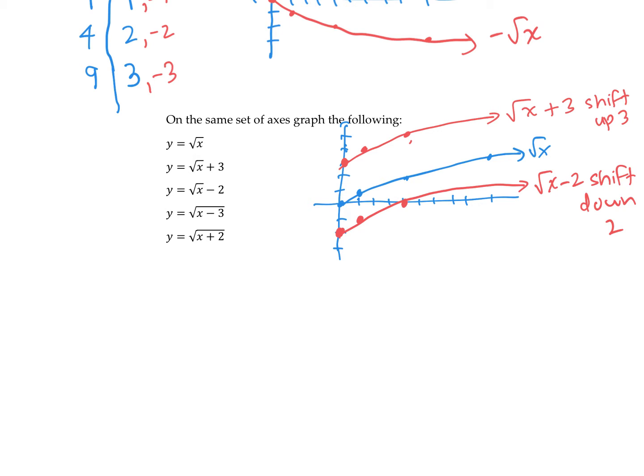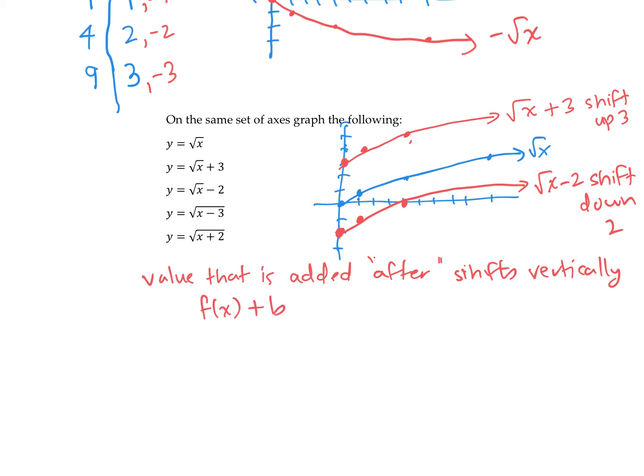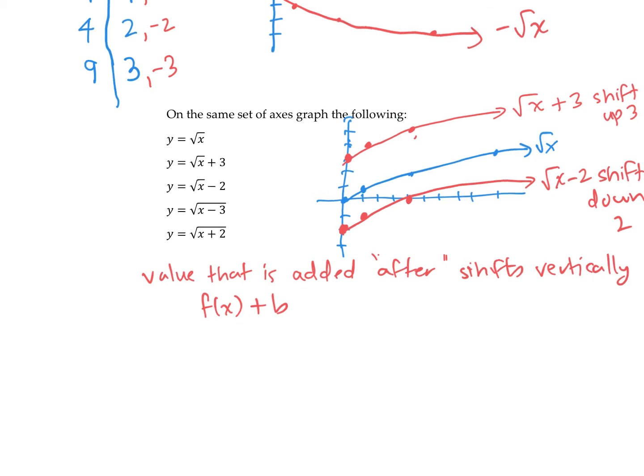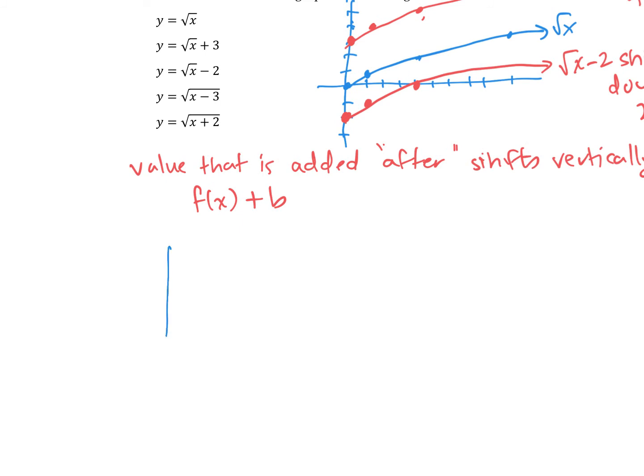So a value that is added after the function shifts the graph vertically. Sometimes we say f of x plus b. That transformation is a vertical shift if you add after the function. If it's positive, it's going to go up. If it's negative, it's going to go down.